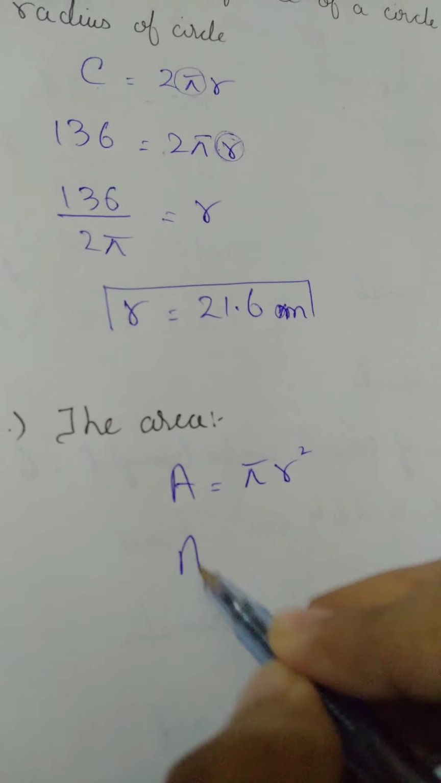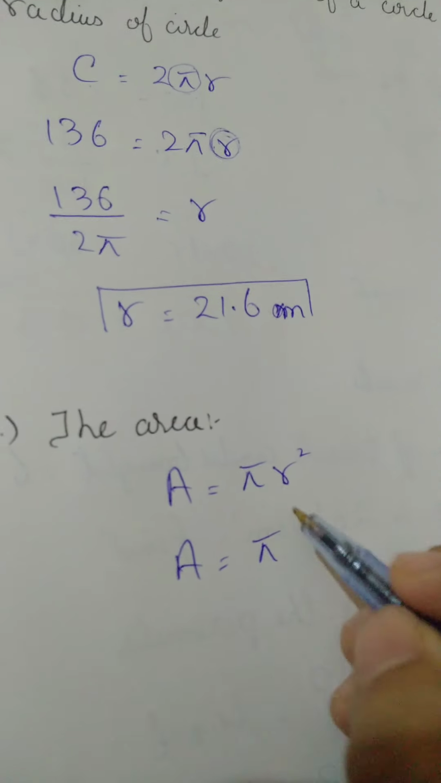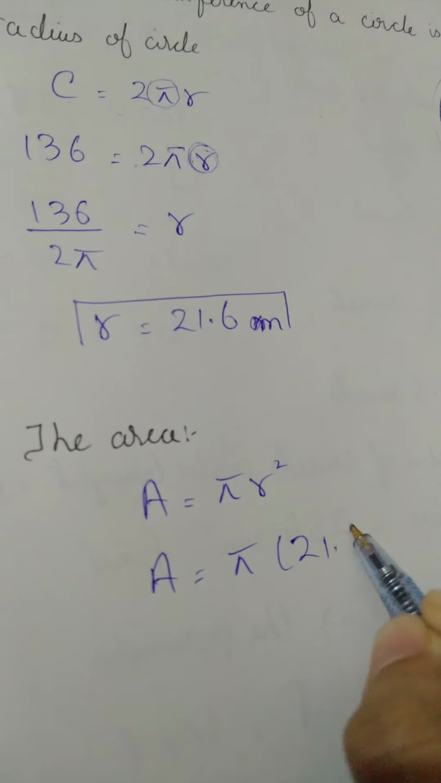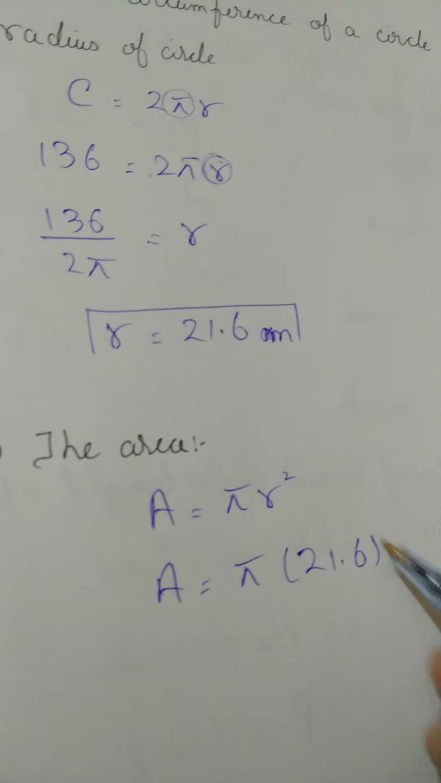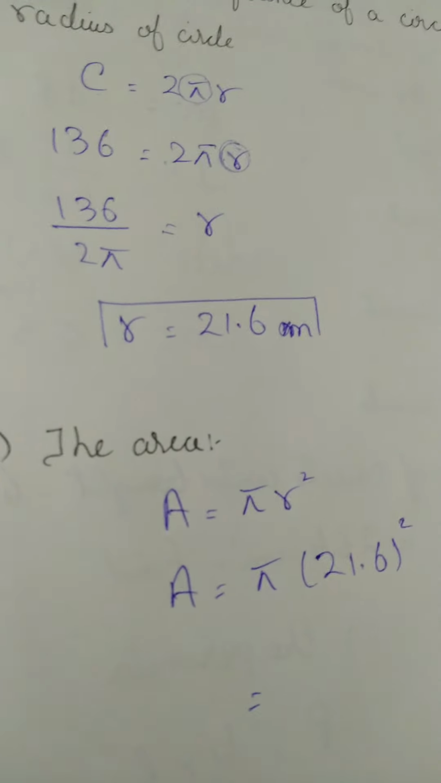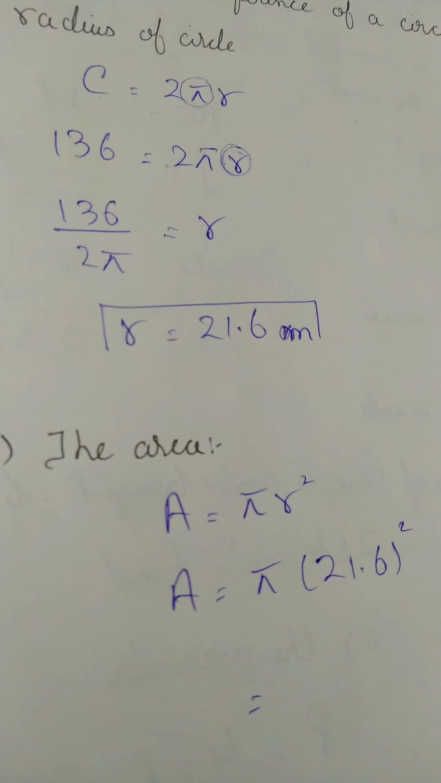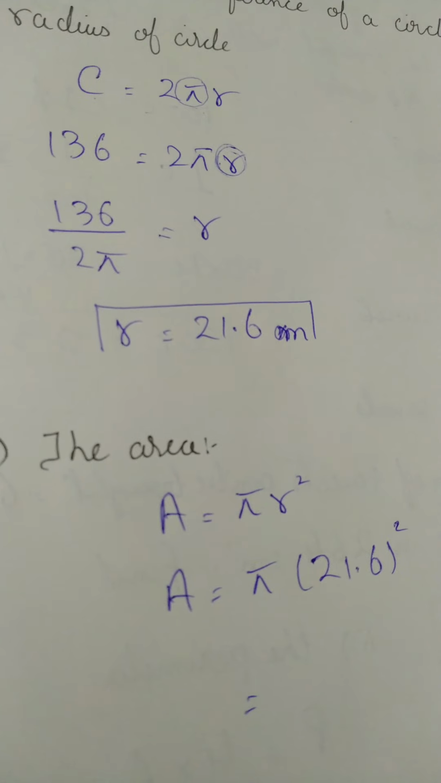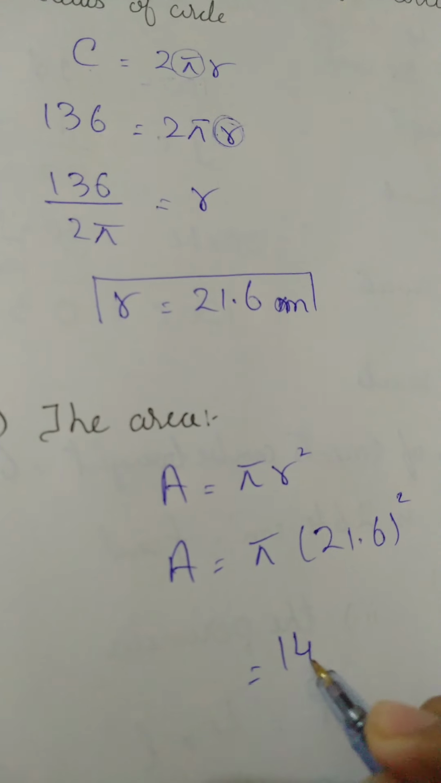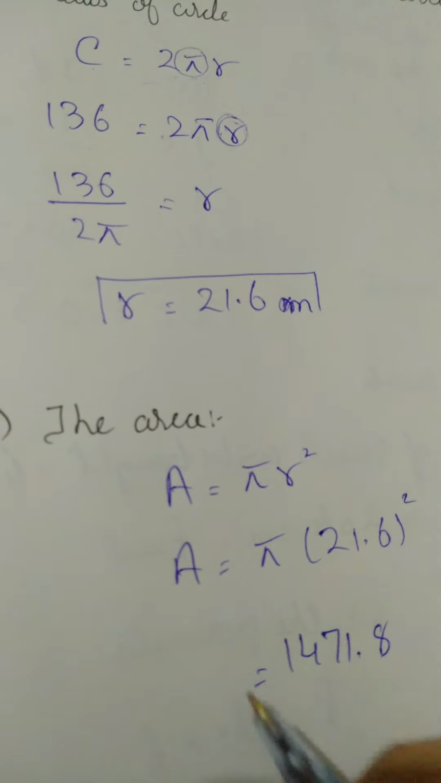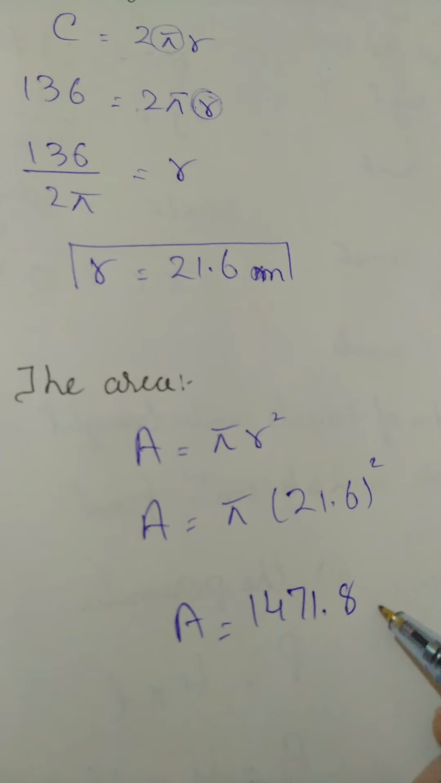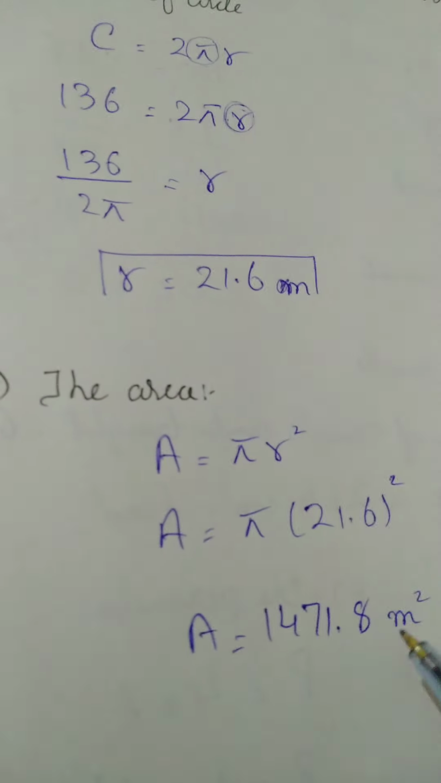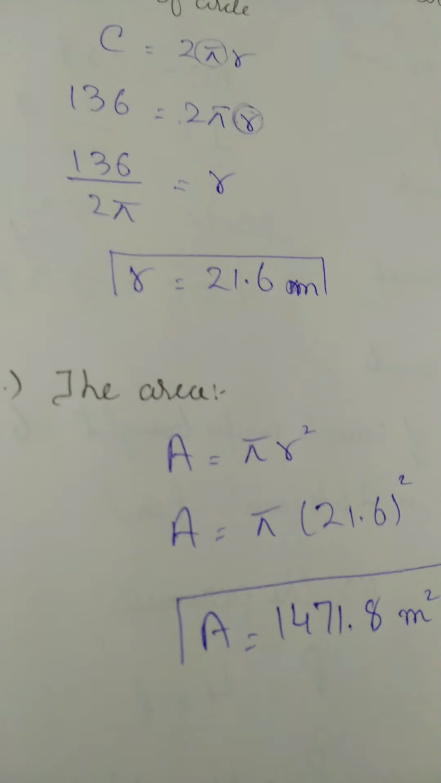In order to find the area, it's very easy. The value of pi we all know, and the radius we have found above. So 21.6 is my radius here, which I found. Simply take the square of it, and multiply by pi. I will get my answer, 1471.8 area, and it will be in meter square because the radius was in meters, so area will be in meter square.